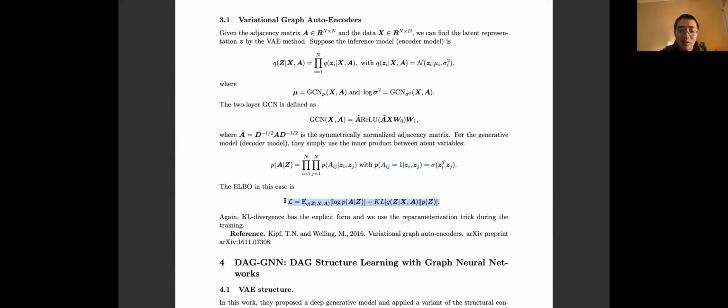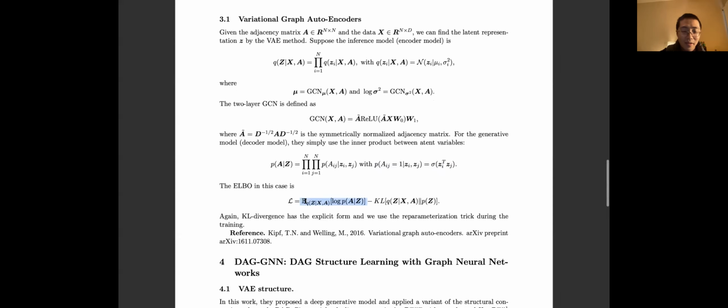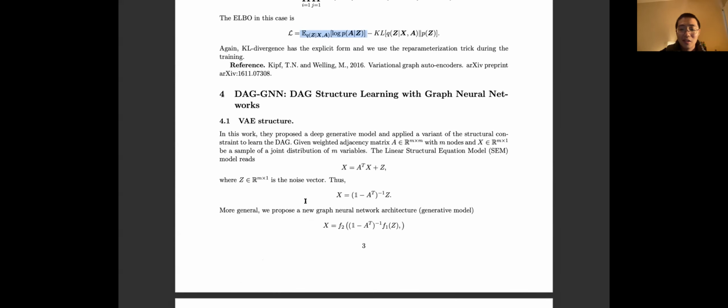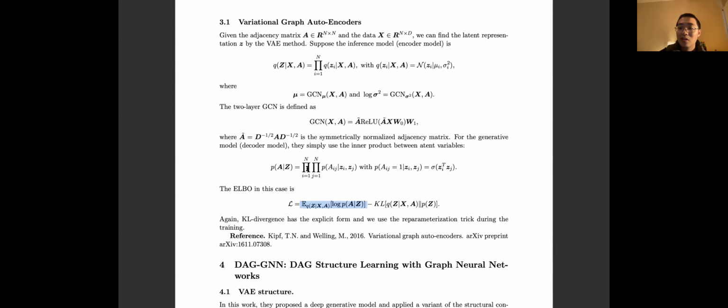And then again, the purpose is to maximize the ELBO. The KL divergence is normal, so we can calculate it. And for the second term, we can again use the MC method and the reparameterization trick. So this is for the variational graph autoencoder model. And the last model is, I think Yongjian's project is based on this model.